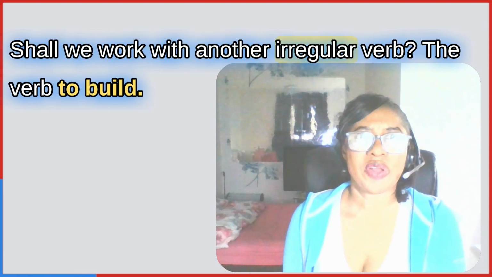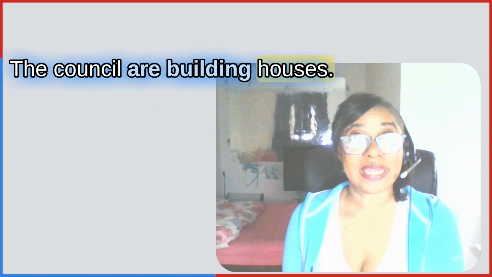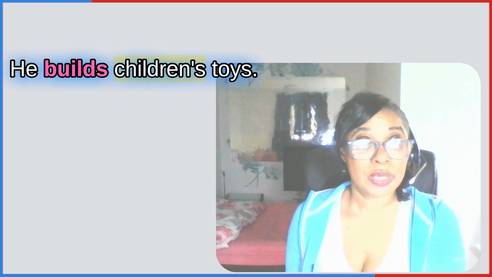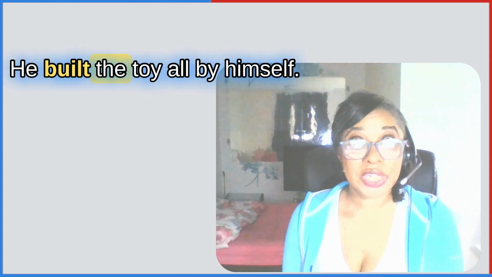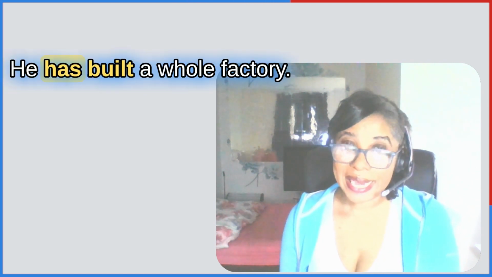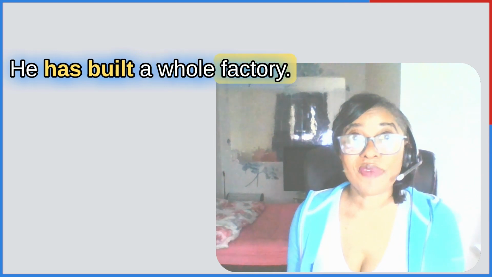So we work with another irregular verb, the verb to build. The council are building houses. He builds children's toys. He built the toy all by himself. He has built a whole factory.